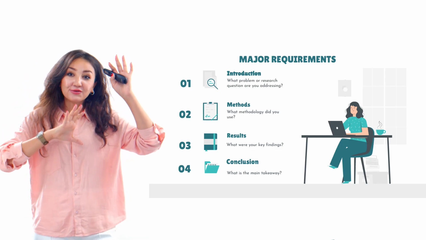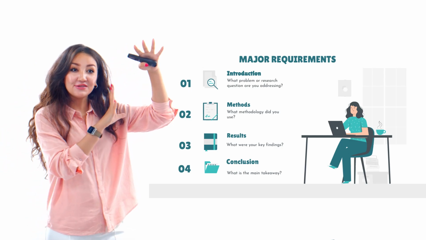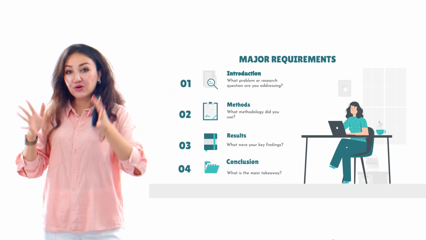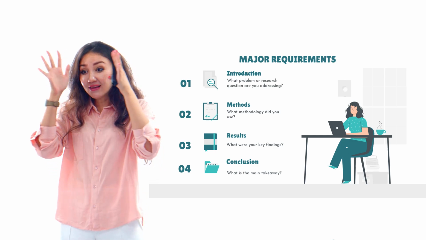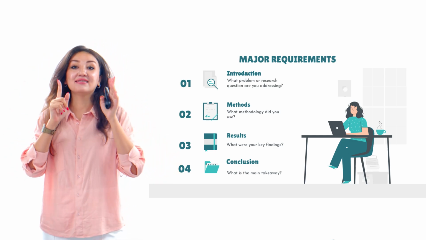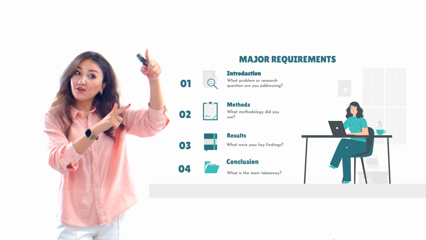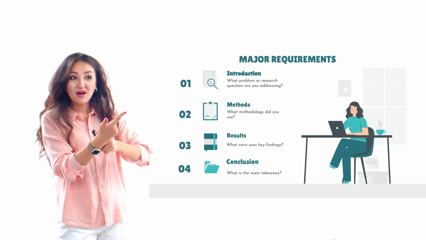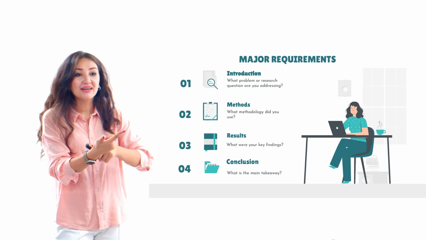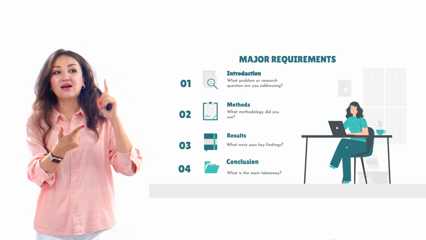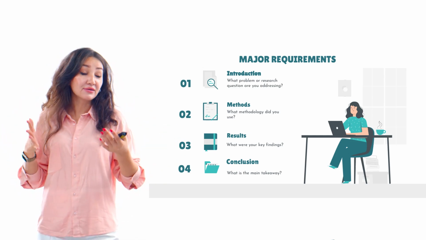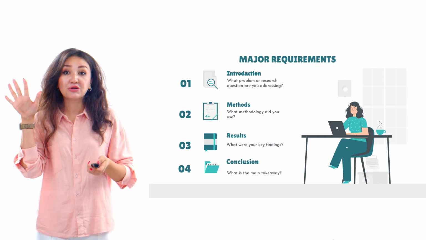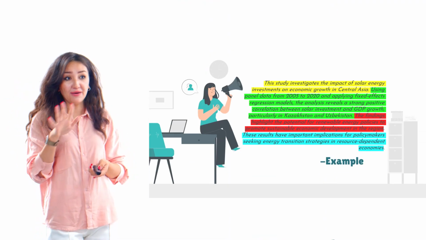So you have to give all of those briefly, shortly, in 150 to 250 words in one paragraph. That is the abstract. All of this. What problem you are addressing, what kind of method did you use, what were your results, and what was your main takeaway. Very clearly, briefly, that is the major requirement for any type of abstract.